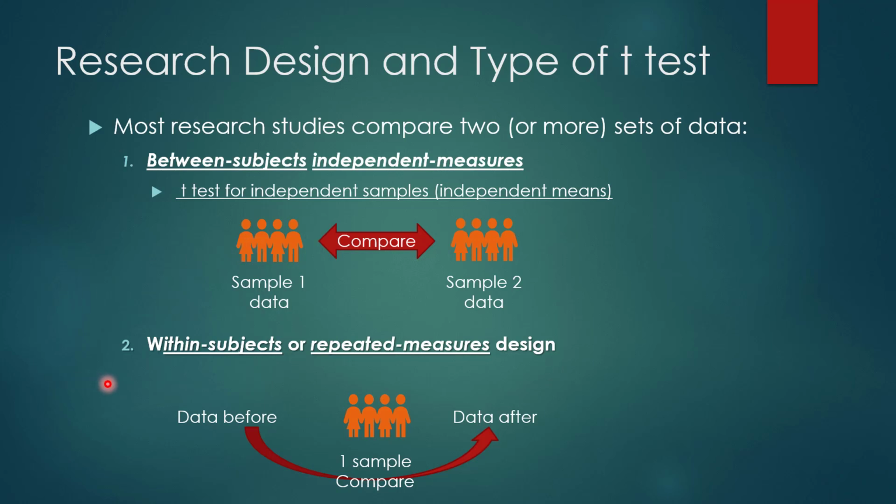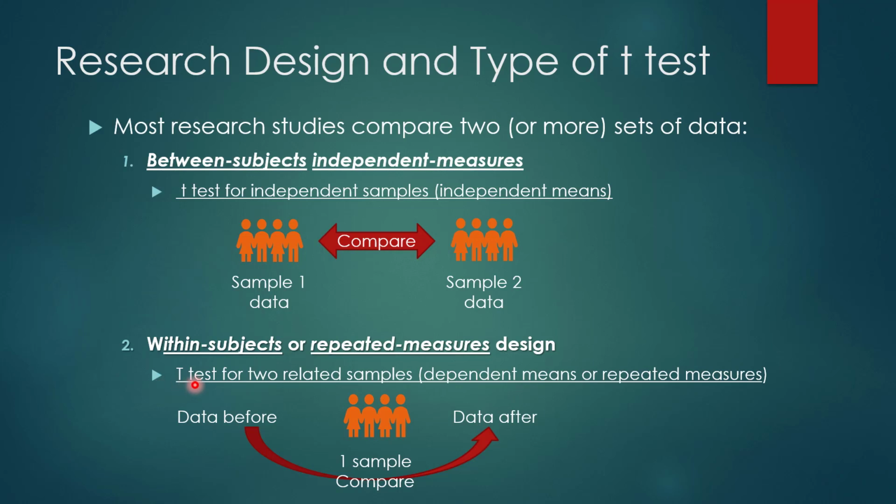In this chapter, we're going to cover a t-test for two related samples, dependent means or repeated measures. So again, we're taking one sample and we're repeating that measurement. So the means are dependent on each other in some way.